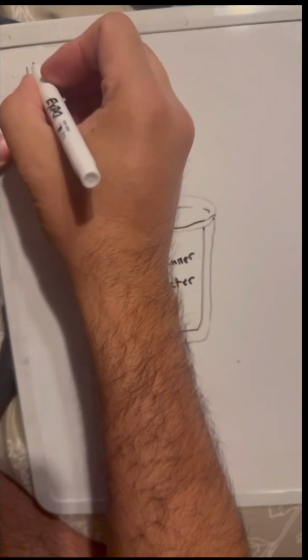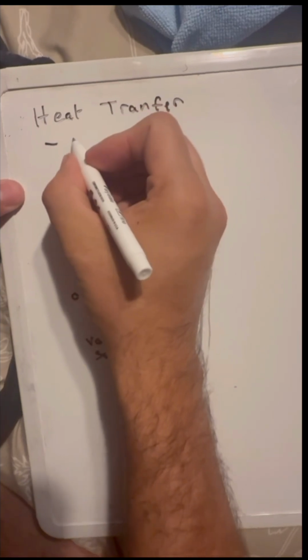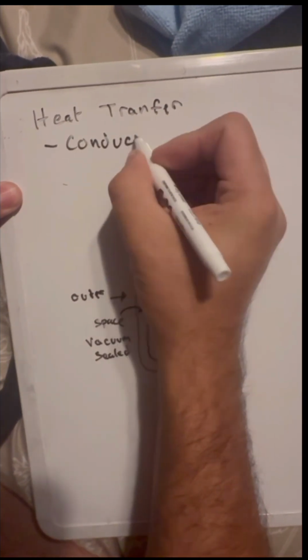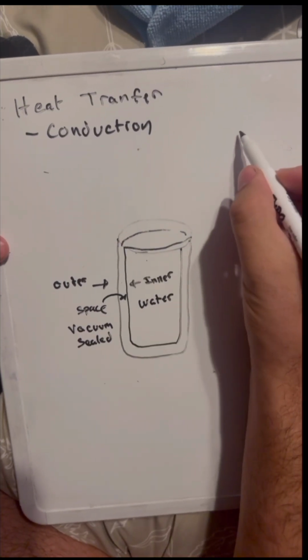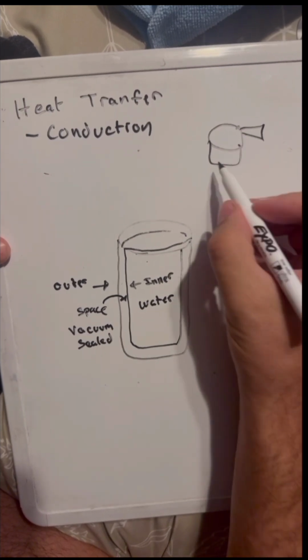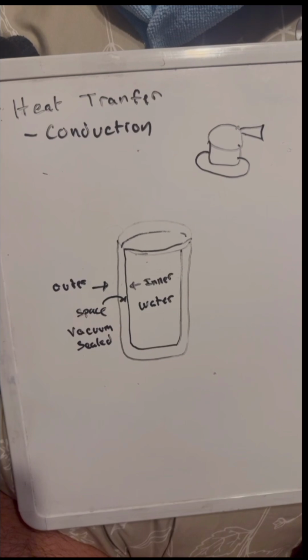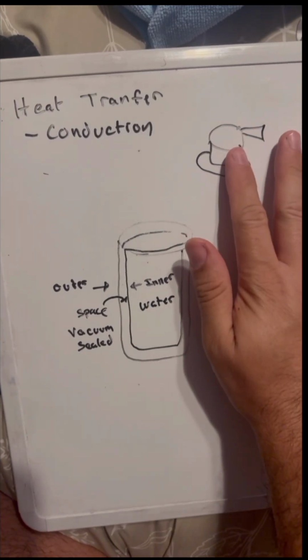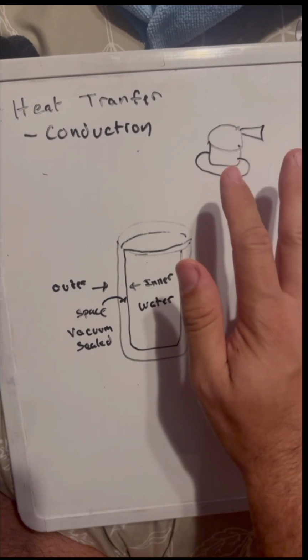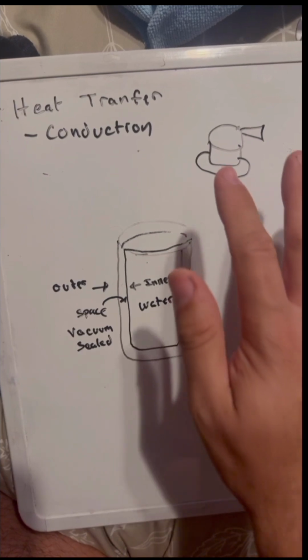So let's talk about heat transfer. There are three different types of heat transfer. One is called conduction. Conduction means when an object has direct contact to heat. Imagine a pot. I'm drawing a pot, and that pot is on a stove. That pot has direct contact to the heat. That's called conduction. If you put your hand directly on the stove, that is also conduction because it is direct contact with the stove. So that means you have direct contact with the heat.